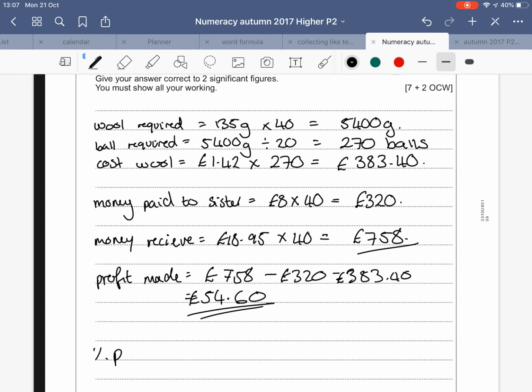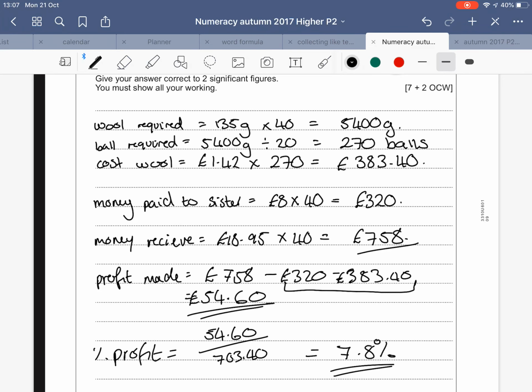So percentage profit, we want to do a difference. So the money she made, £54.60, over the original cost. So these two numbers, which is 703.40, and we've got a profit of 7.8%.